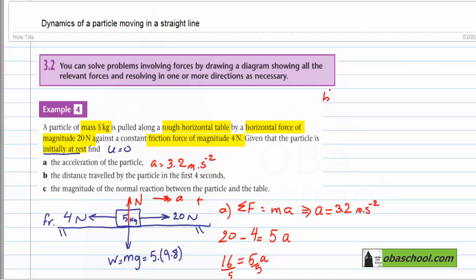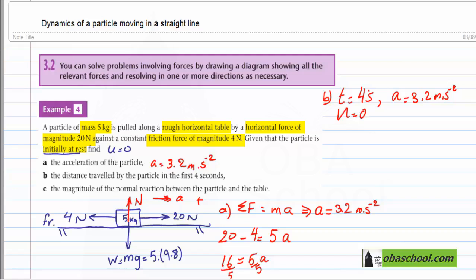Let's move on to part B. We are asked here to find the distance traveled by the particle in the first 4 seconds. So the period of travel, the time of travel, is 4 seconds. This is the time t, that's equal to 4 seconds. The acceleration that has just been calculated from above, a, is 3.2 meters per second squared. And remember that the initial velocity u is equal to 0, where we remember that the particle was initially at rest as mentioned in the given.